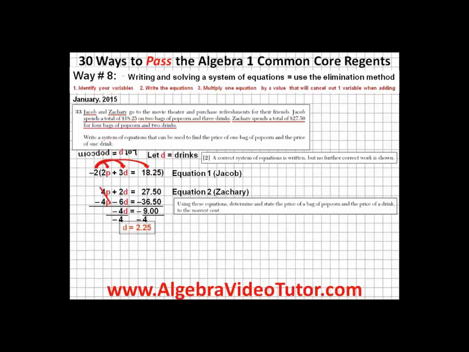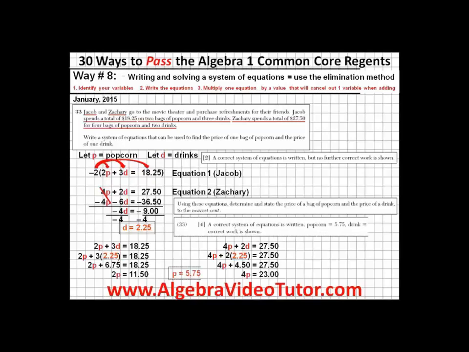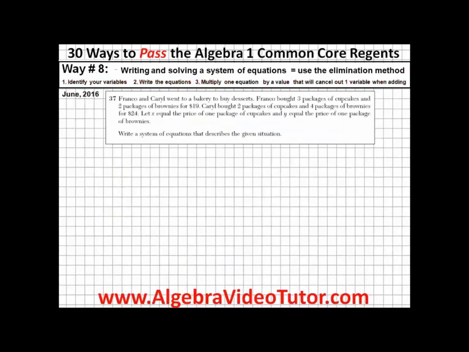To solve for p, you can take either one of the equations and substitute the value of d into the equation so that when you isolate p, you end up with the correct answer. Okay, that was way number 8 on how to pass the Algebra 1 Common Core Regents, so we'll use that information to answer this first question from the June 2016 Regents, question 37.